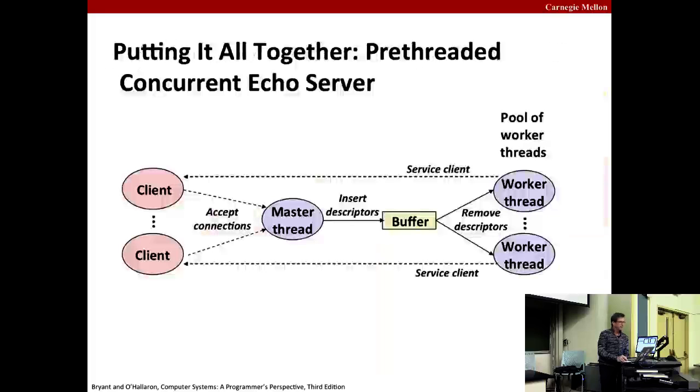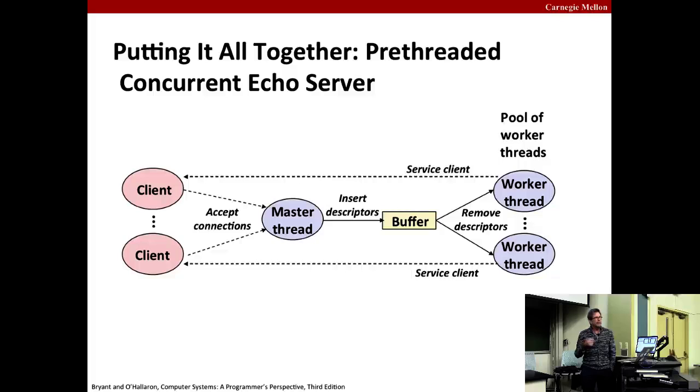Okay, so we can put all of this together and use our producer-consumer model to implement a pre-threaded concurrent echo server. So far, in all our examples of using threads and processes for servers, we created a new thread or process whenever a new connection request arrived, and that thread interacted with the client, and whenever that interaction was finished, it closed the connection and exited, killing the thread or process. Now that's okay, but it's inefficient, right?